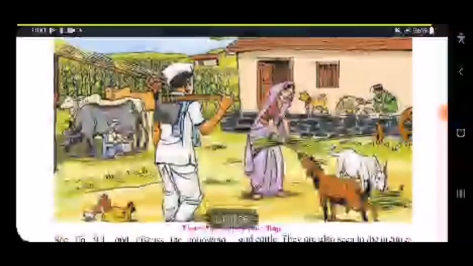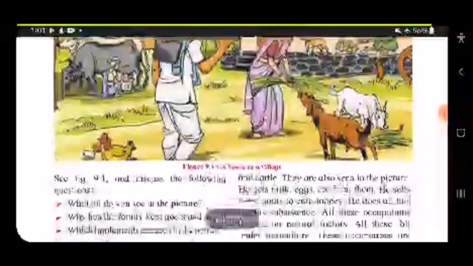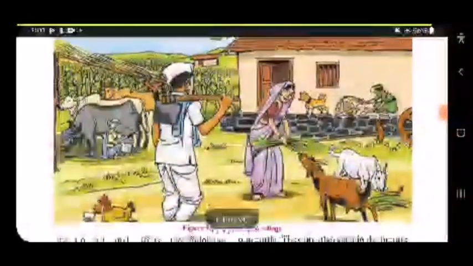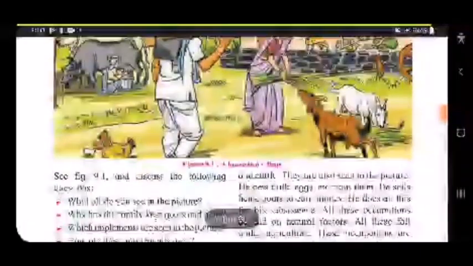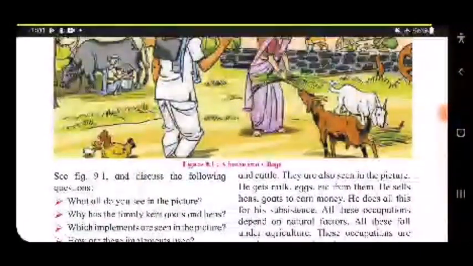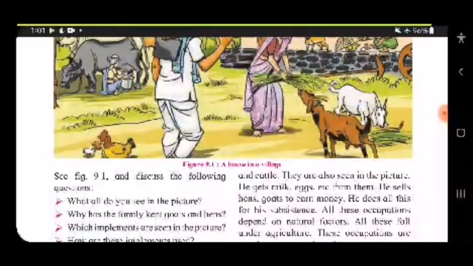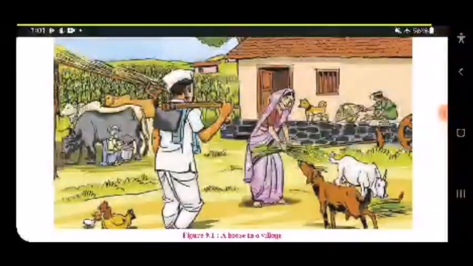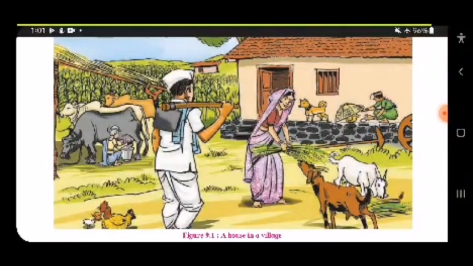Now you have to see figure 9.1. Look at this figure over here and discuss the following questions. The first question: what all do you see in the picture? We see in the picture that the people are engaged in doing some work. Whoever we can see in the picture, they are doing some work or the other.